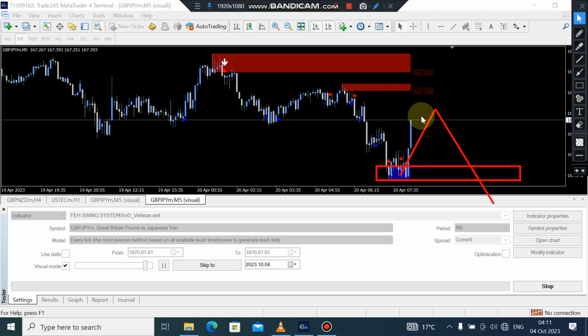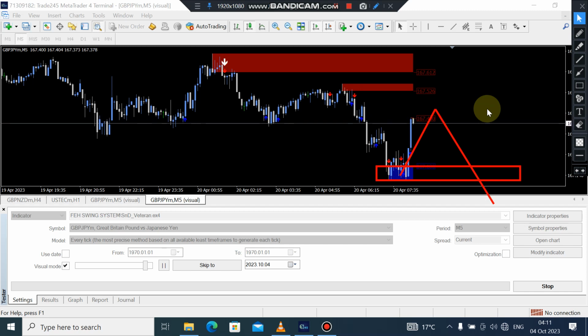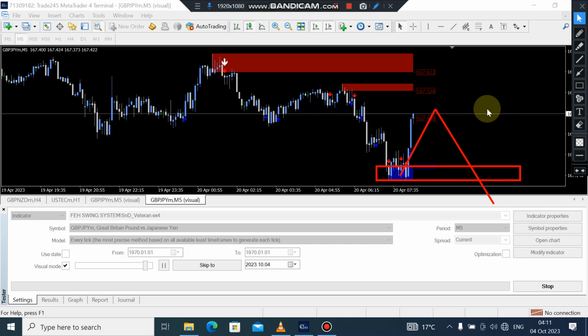Now we are on our way to a third entry if we don't get a chance to exit. You see, we are scalping if we are in 5 minutes, but the recommended time frames for this system are 4 hour and 1 hour. See, now it has detected a supply zone.